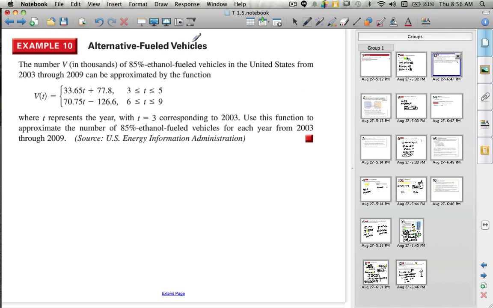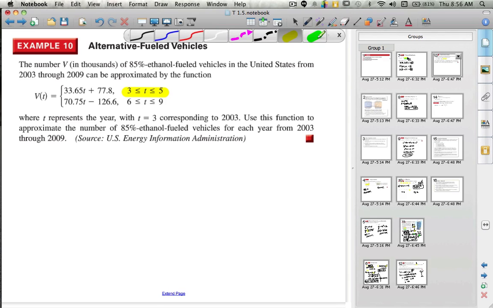Okay, if we take a look at this example for alternative fueled vehicles, what I notice right off the bat is that I have two functions, and conditions under which I use the different functions. This is a piecewise function. So when I figure out my value of t, I'm going to have to figure out which condition it meets to know which equation to use.